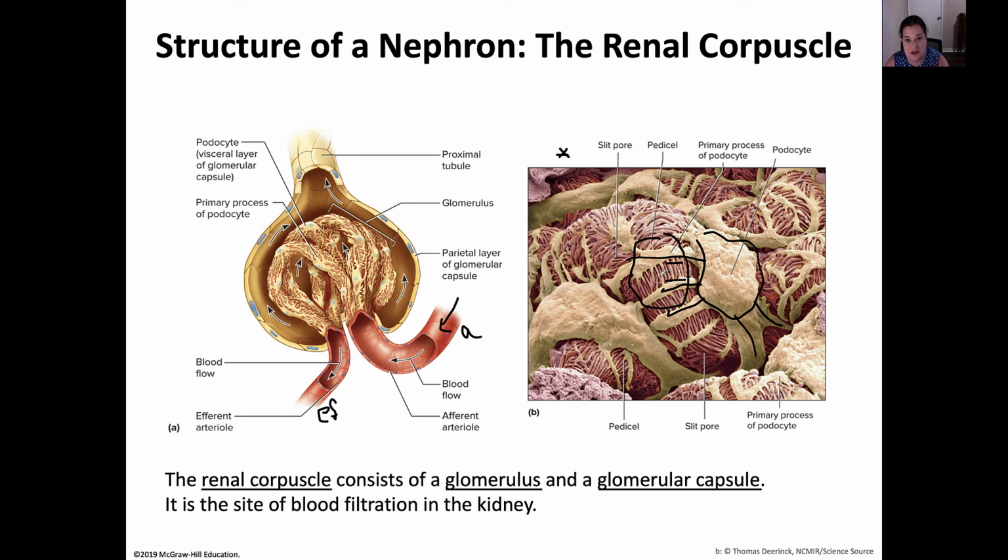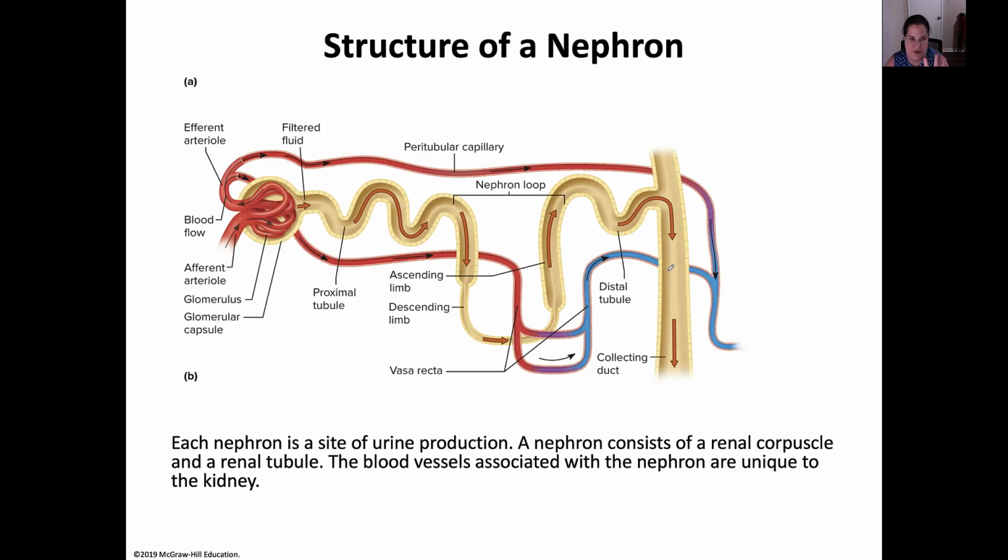Glucose is actually too big to filter, so it's not normal to have glucose. Well, actually, it can fit. It's just that it gets reabsorbed later. Not important. Don't learn that yet. We'll get there in a second.